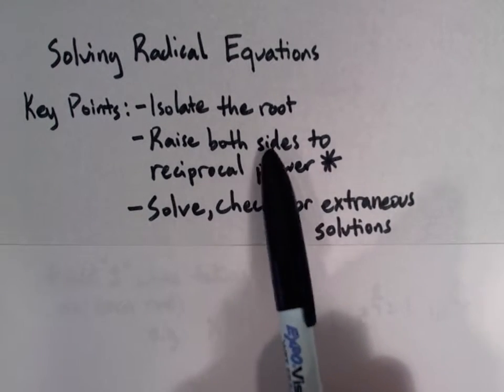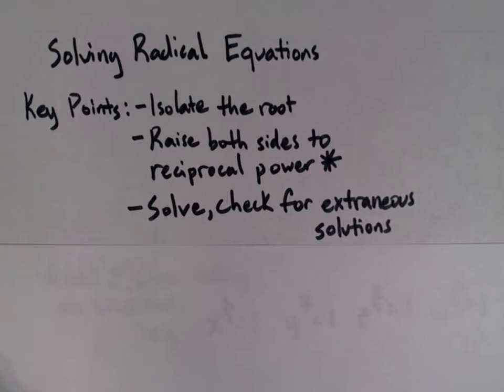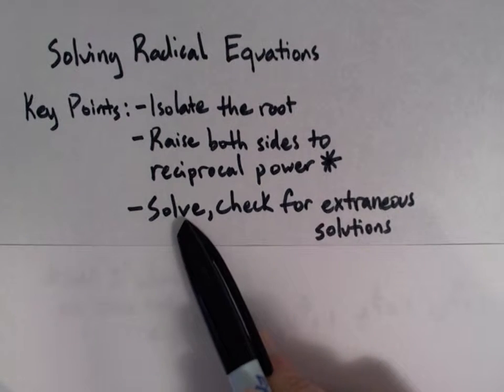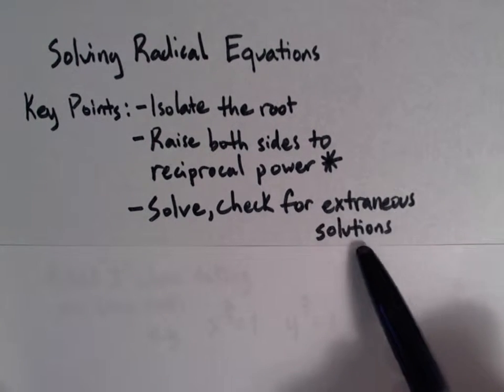Then you want to raise both sides to the reciprocal power. Remember, when you take a power to a power, it's going to multiply those two, and that's going to make everything just a 1 for your exponent, which is exactly what you want. And then you can just solve, and don't forget to check for extraneous solutions.